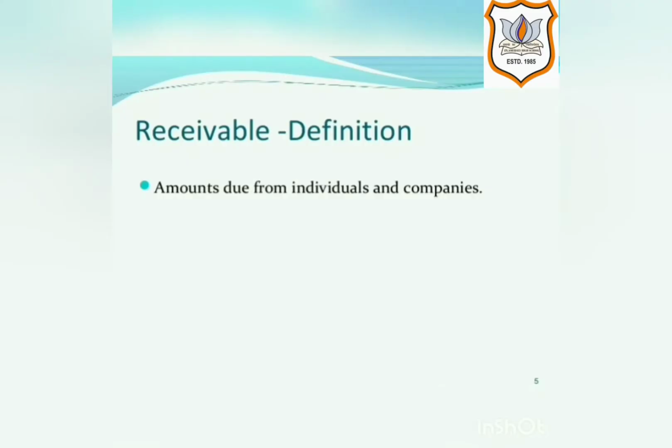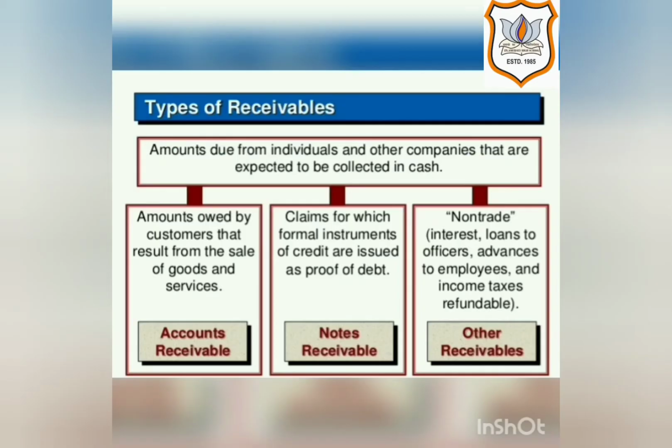Now, the next term is receivable. A receivable simply indicates the right to receive cash in the future, or we can say that any amount to be received by a businessman in the future from any person or persons is known as a receivable. Receivables are classified into three categories: account receivables, notes receivables, and other receivables.